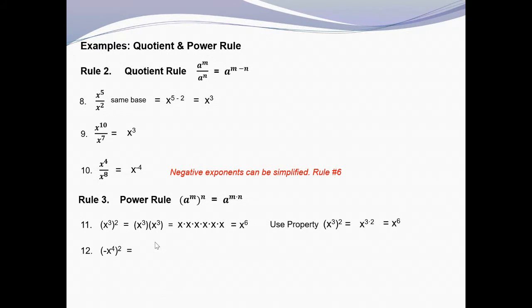How about this one here? Negative x to the 4th raised to the 2nd power is going to give us x to the 8th, because any negative number raised to an even power is going to give us a positive. Let me show you how it's done. If we expand it, negative x to the 4th raised to the 2nd power is equal to negative x to the 4th times negative x to the 4th. Now we have two negatives. A negative times a negative will give us a positive, and then we just add the exponents. And again, it's easier to go straight to the rule.